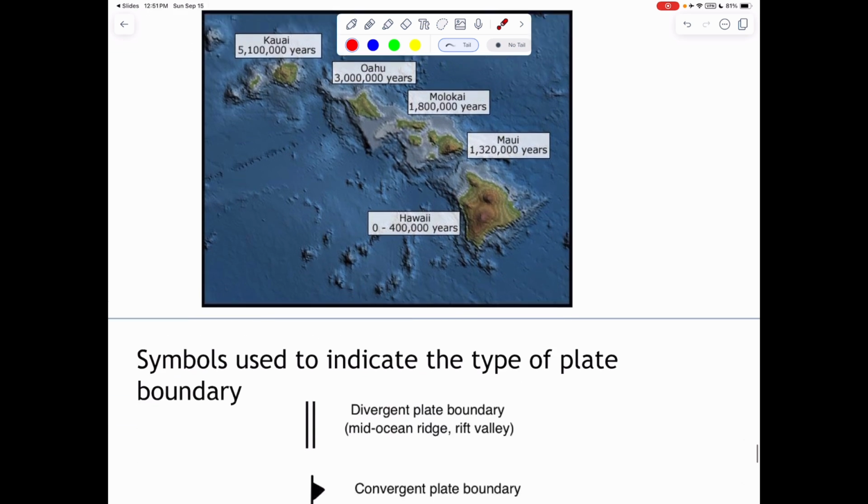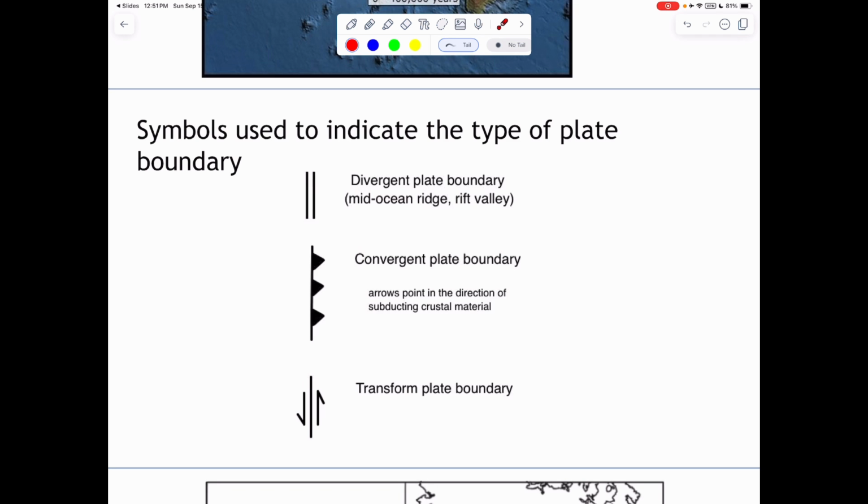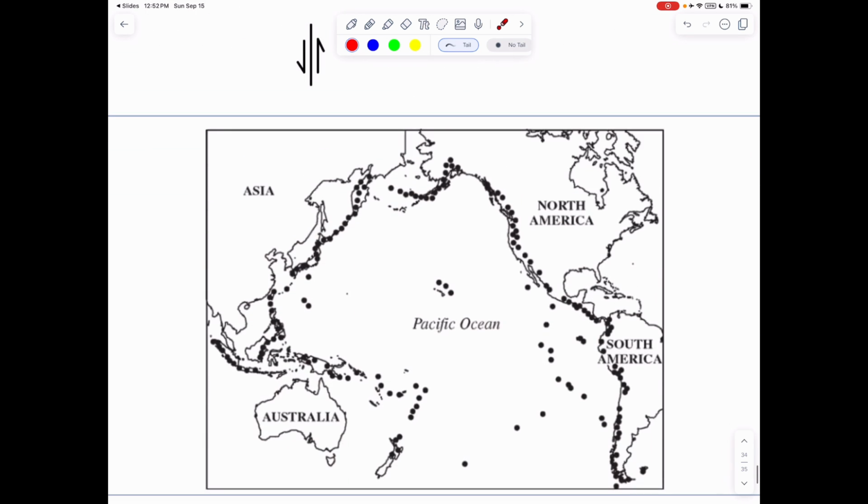AP wants to make sure that you know these symbols, because there could be times where on the exam you're given a map and you need to know what these symbols are and how they relate to the different boundaries. So two lines is just a divergent. A line with little triangle bumps is a convergent. And most important, the way the triangles are pointed is the area of the subducting crust. And our transform has arrows headed in different directions. Very self-explanatory.